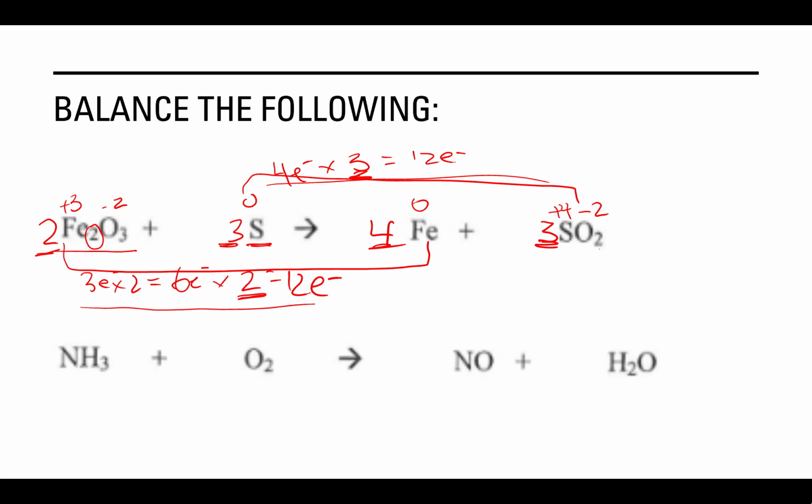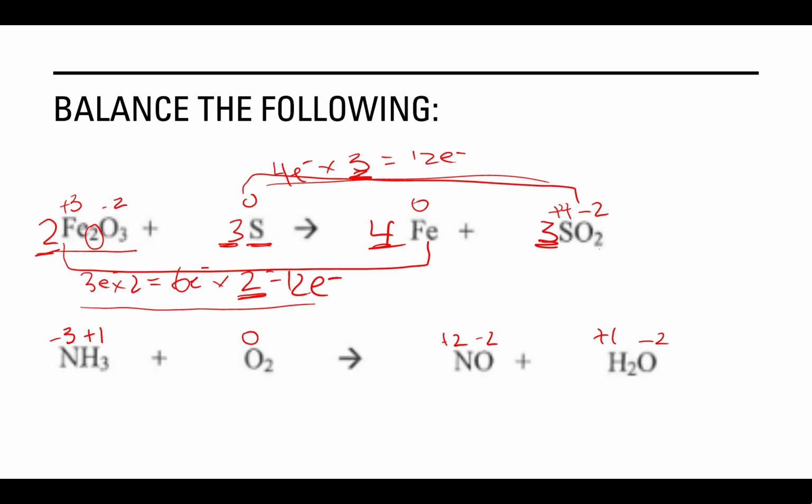Looking at our next example, similar start, assign your oxidation numbers. So hydrogen is always +1 unless directly bonded to a metal. That would give us a net charge of +3, so nitrogen has to be -3. Oxygen is 0. On the other side, oxygen is -2, so nitrogen has to be +2. So I'm always starting with my fixed numbers and then figuring out the rest.